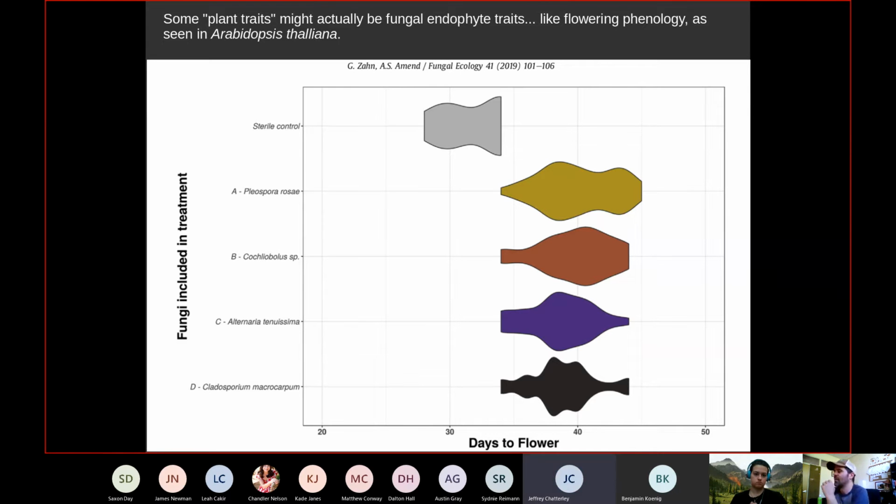Are they giving off some type of chemical that's either helping them not get eaten by herbivores or protecting them from insects or something like that? Yeah, maybe. These are all grown in a sterile growth chamber with no insects around. But this is the distribution of days to flower. It was roughly 30, 32 days to go from seed to flower in this plant without endophytes. If you add endophytes, it tacks on an additional 5 or 6 days. So the endophytes are delaying the time to reproduction in these plants.